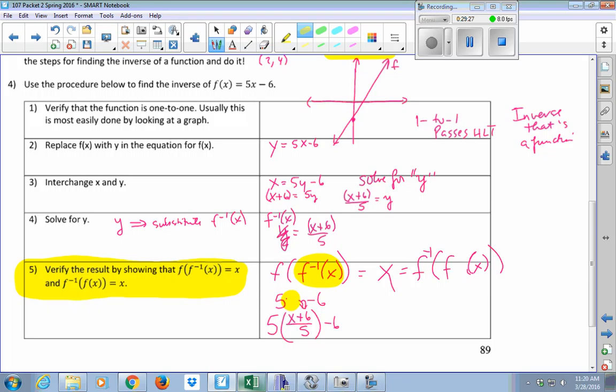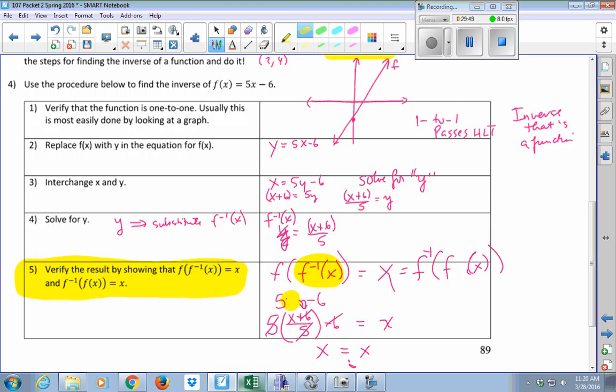And now I have to see, does this give me x? And if it does, I have half of a smiley face. So let's see. My 5s cancel. Plus 6 minus 6 goes to 0. x is equal to x. So I have the left side of my smiley face. Okay. Now I have to do the right side of my smiley face.